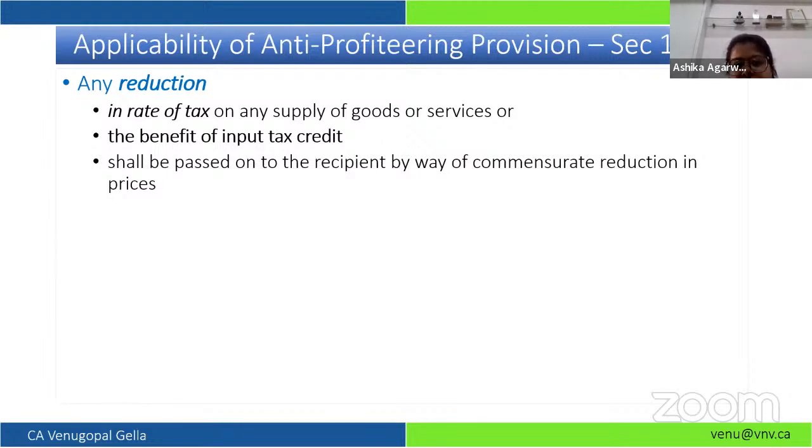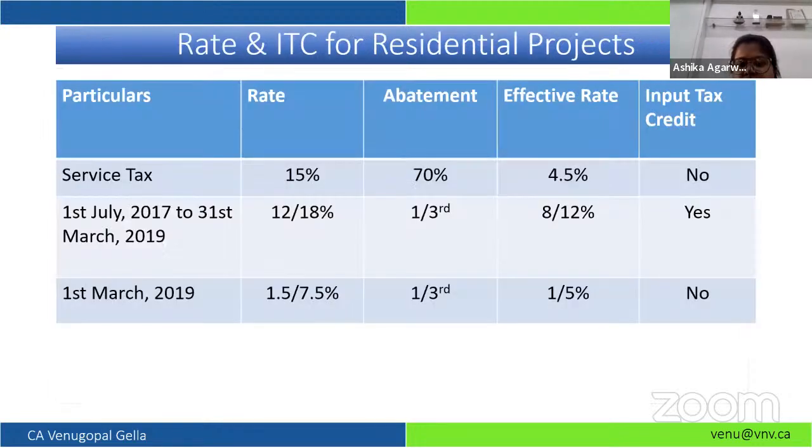Now, when we come to the real estate part, first in relation to residential projects. If we see the rates and the ITC benefit applicable pre-GST and post-GST, you will notice that in service tax, I have taken 15%, which was the highest rate applicable during the period. At that time, it was 15%, and due to abatement, the effective rate became 4.5% and no input tax credit was allowed.